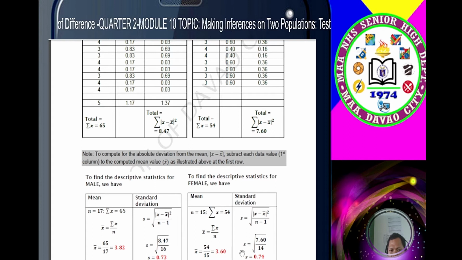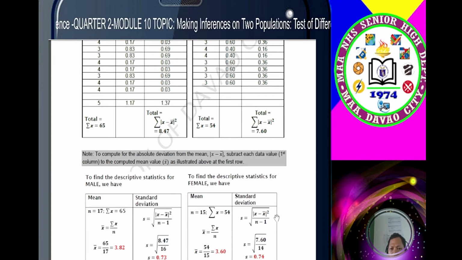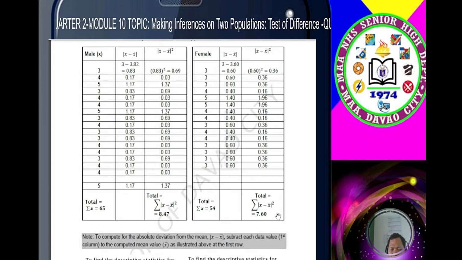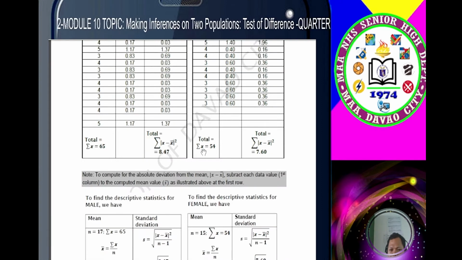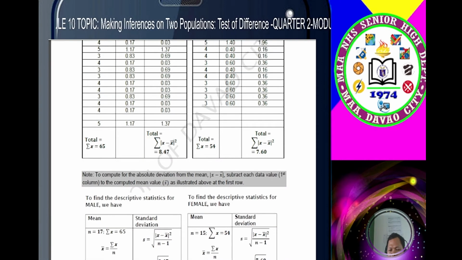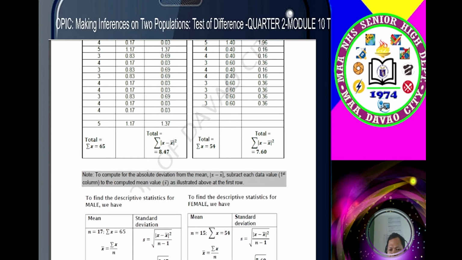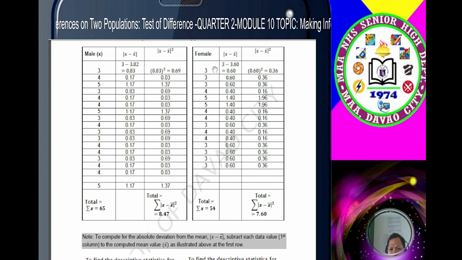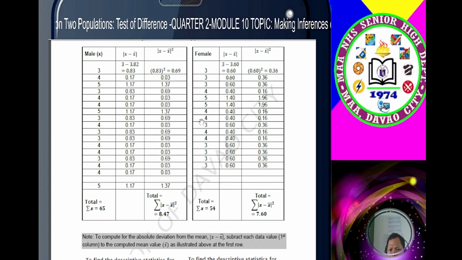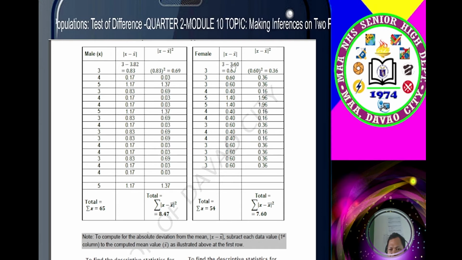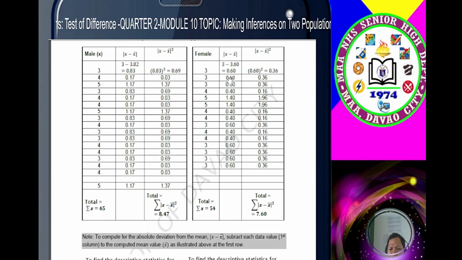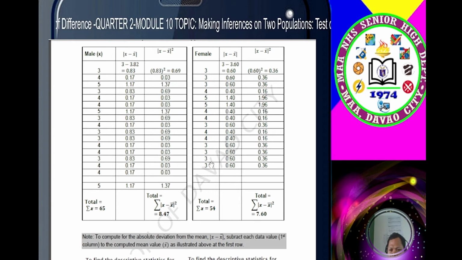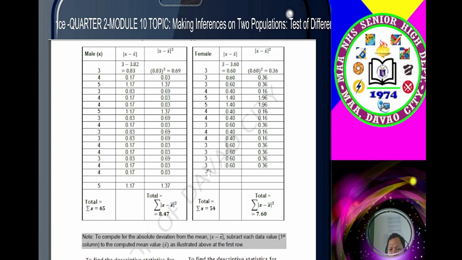This is for the male. Now the same process goes for female. For female, you get the mean first. The mean is 3.60. Then subtract it again from the values in this first column. So 3 minus 3.60 is 0.60. Then the same procedure until you reach the last number.